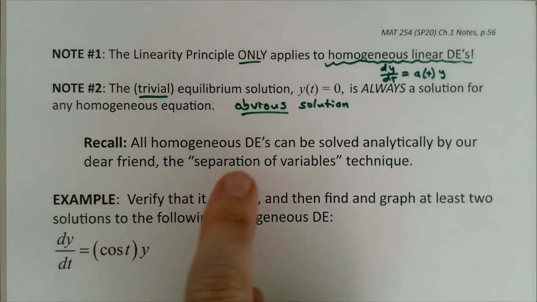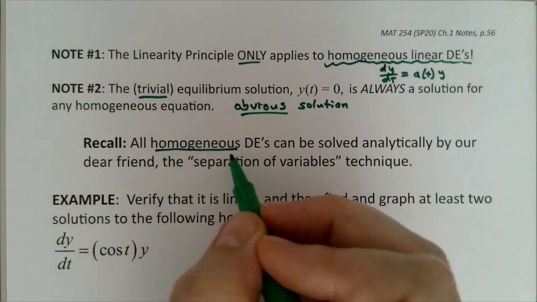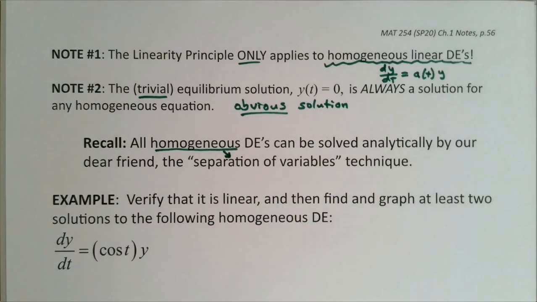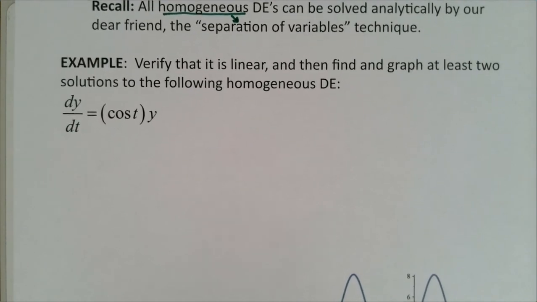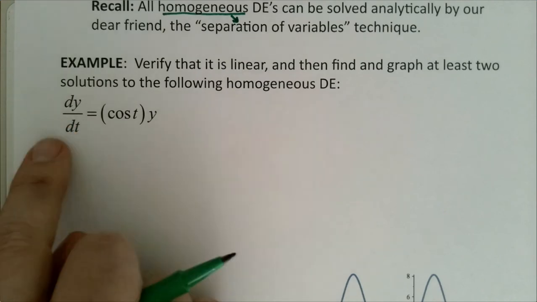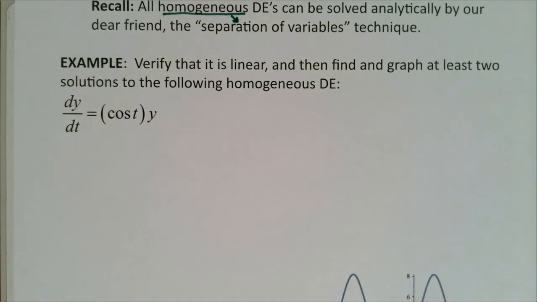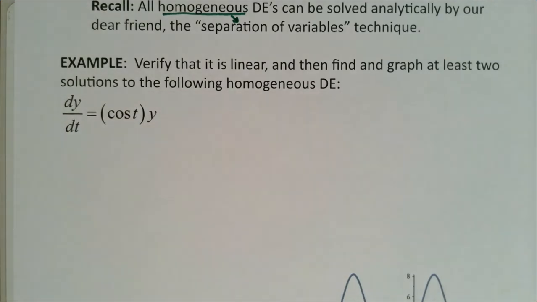So all homogeneous differential equations can be solved analytically by using our old pal, the separation of variables. So this is why we've been looking at these homogeneous linear differential equations, and thinking, oh, they don't look so bad, because we know how to use the separation of variables technique. And so down with this example, we see a separable linear differential equation. All I'd have to do is divide both sides by y and then integrate both sides with respect to t, right? I just have to integrate cosine on one side and integrate 1 over y on the other side. So we know it's doable.